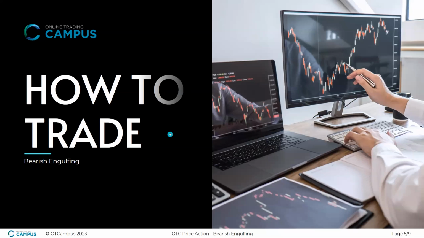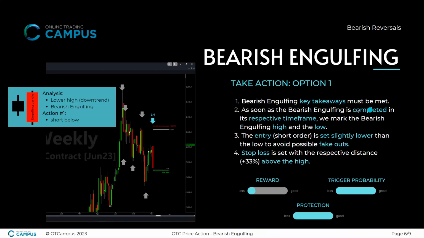Now we will talk about how to trade the bearish engulfing. And we have, of course, 3 different options to enter. And they're not different to other bearish reversals, right? It's always the opposite to bullish reversals. But here it is the same as the hanging man, for example.